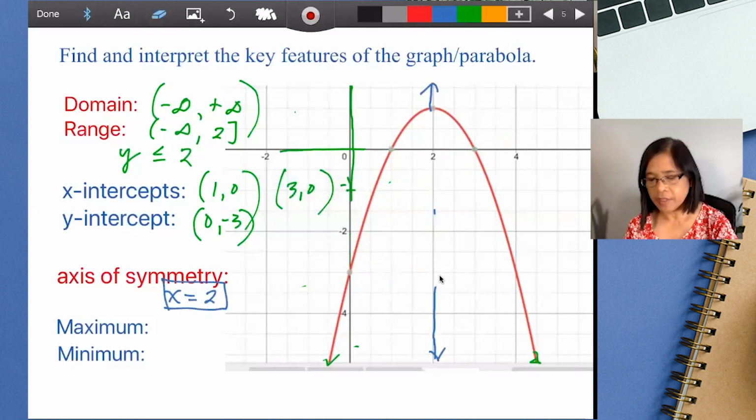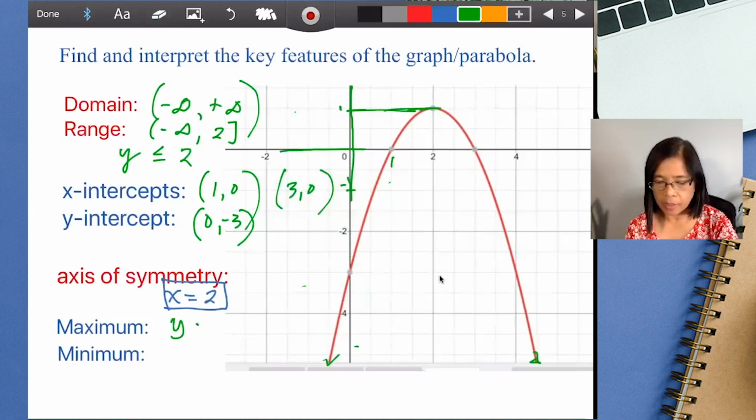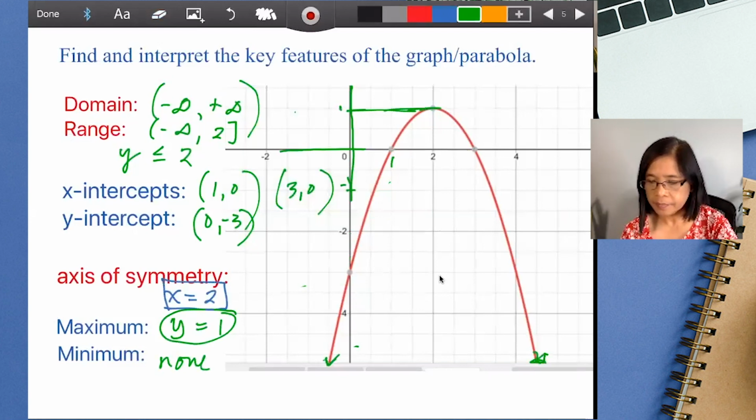Since this is a parabola facing downwards, we have a maximum. The maximum point is at the vertex, and the maximum value is 1. So the maximum is y equals 1. That's the maximum value for y. And we don't have a minimum because this could be extended to negative infinity. You can take down notes.